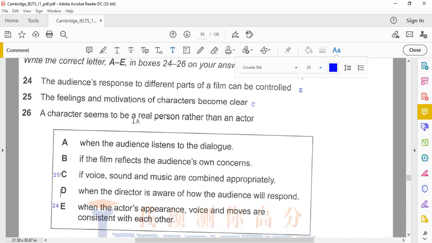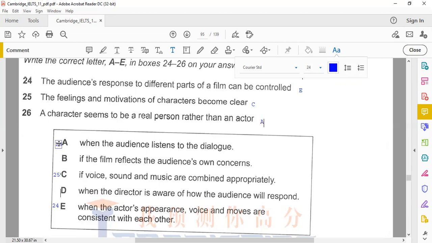A character seems to be a real person rather than an actor. When the audience listens to the dialogue, a character seems okay. It is when it happens at 26. You see, this word "when" is also helping in this context. This "when", and two "ifs", okay? If so happens, if like that. So A is the right option. We can write A here.